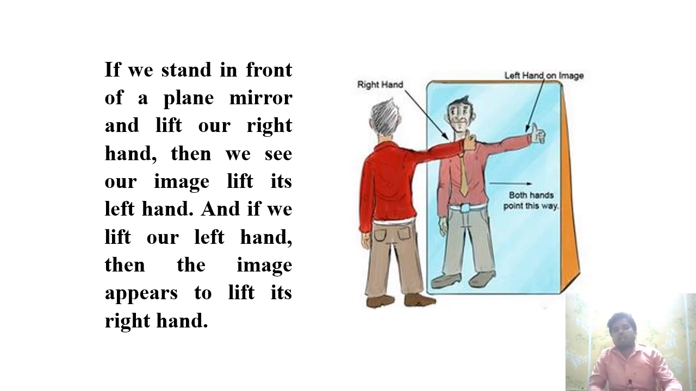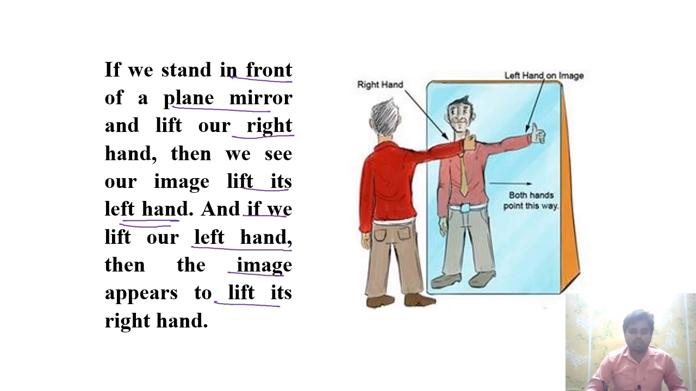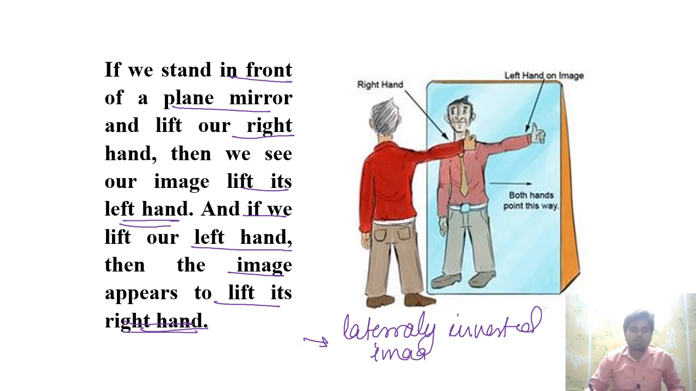If we stand in front of a plane mirror and lift our right hand, then we see that our image lifts its left hand, and if we lift our left hand, then the image appears to lift its right hand, students. This is a basic property of a plane mirror: it gives a laterally inverted image. Which type of image is formed? A laterally inverted image.